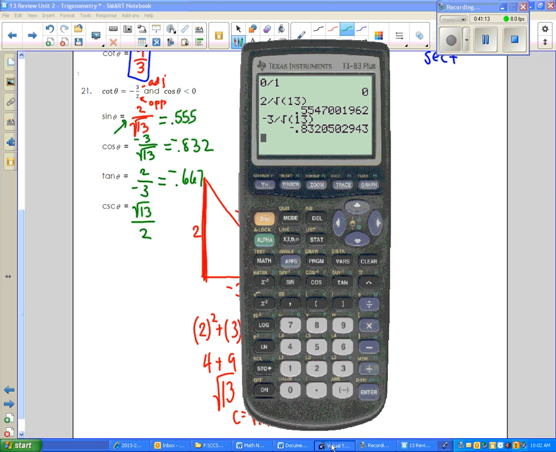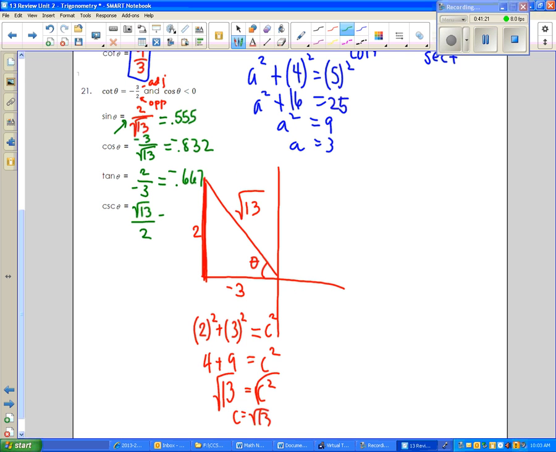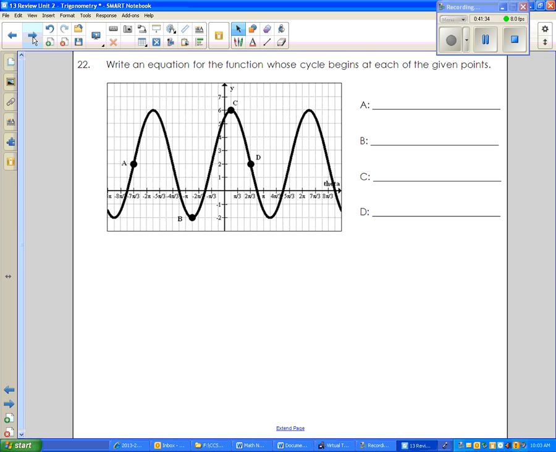And if we want to find the decimal equivalent, we're going to take the square root of 13. Please make sure you close the parentheses before you divide by 2. And that's going to give you 1.803. And that's how you do those types of problems. All right, the next types of problems get us into graphing and using graphs to solve problems.